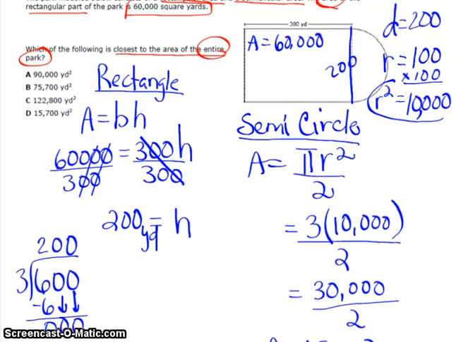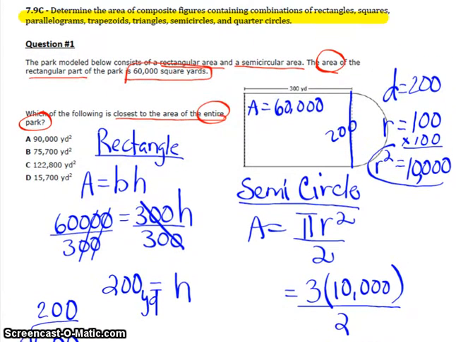Okay, so now I have the area of the semicircle at 15,000, but it's asking for the closest to the entire area. So your final step would be to add the 15,000 to the 60,000, and so it is about 75,000 for the total area. You would have seen that on B, so your answer for this one is 75,700. The reason there is a difference between what we solved and your answer choice is because we used 3 for pi and not 3.14. All right, if you have any questions with this question, please see me.